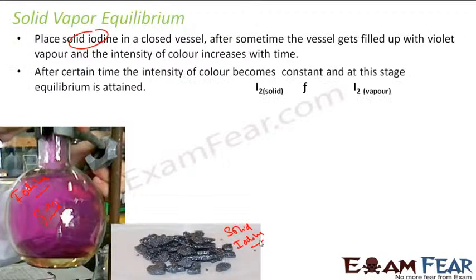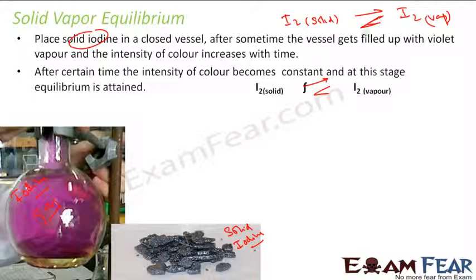So if you keep this solid iodine in a jar for some time, you will see this reaction happen. I2 solid will be in equilibrium with I2 vapor. You can use this symbol, or you can use this symbol also. Why this symbol? Because it says that the forward reaction is happening and the backward reaction is happening. We'll talk more about this symbol. So it says that the forward reaction happens and the backward reaction also happens.